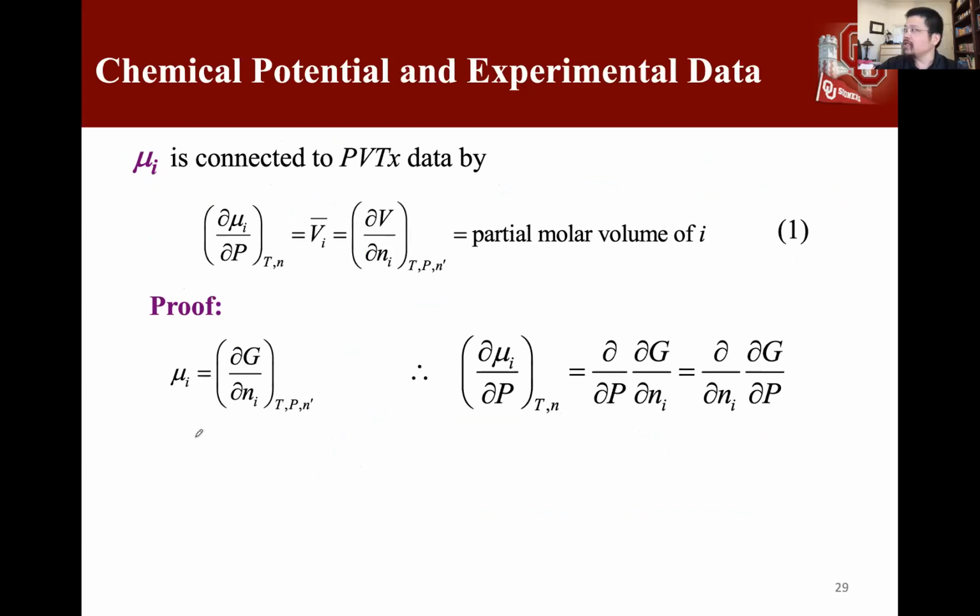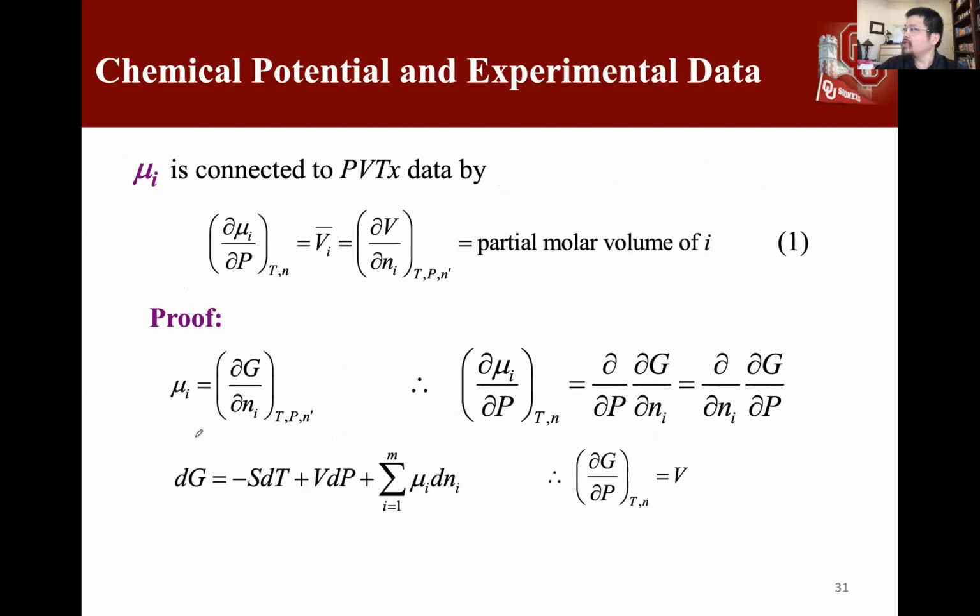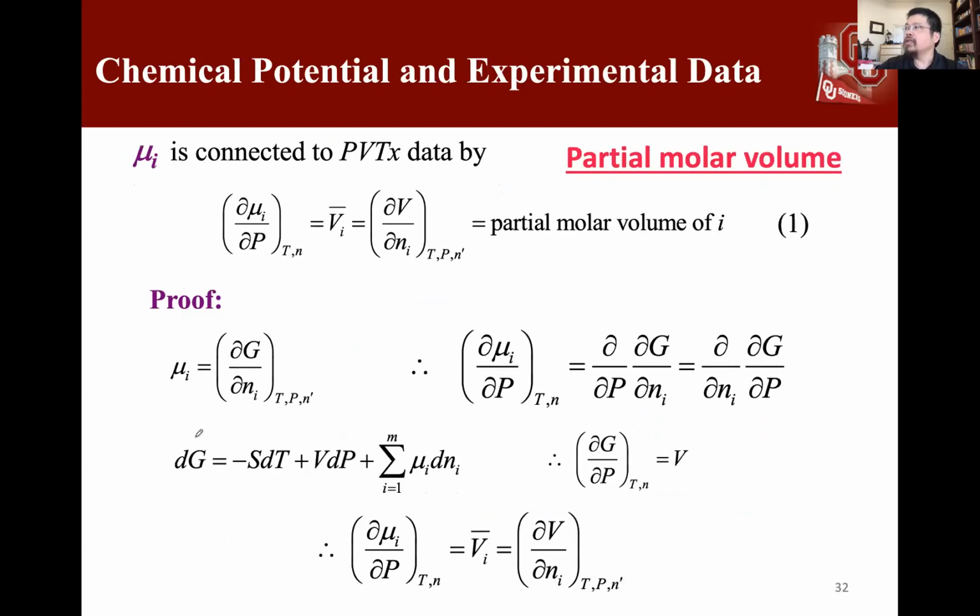So here comes the proof. Let me call all those slides so we can take a look at all those. It's not awfully complicated. This is the equation we try to prove.